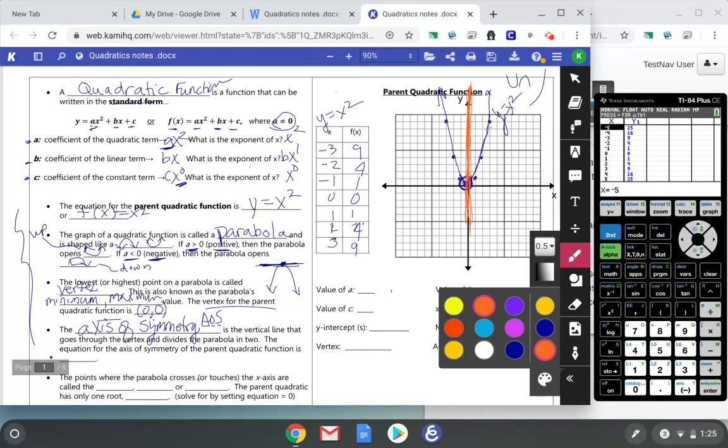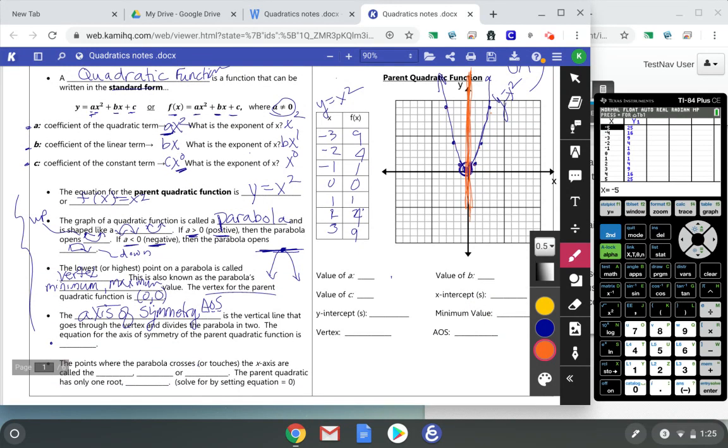Okay, so that's an important piece of our parabola. In order to find that axis of symmetry, you have to remember back to when we were graphing lines. Vertical lines were always x equals a number, and this is going through the x coordinate of 0. So this particular parabola has an axis of symmetry of x equals 0. And in a little bit, I'm going to show you how to use a formula to find that axis of symmetry.